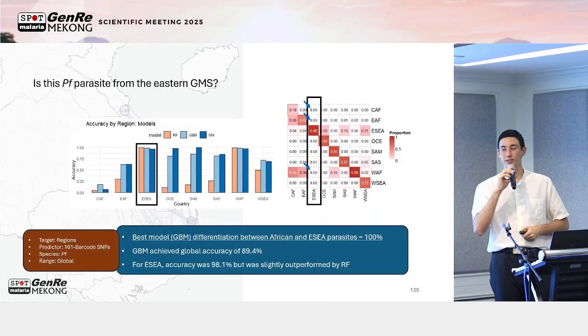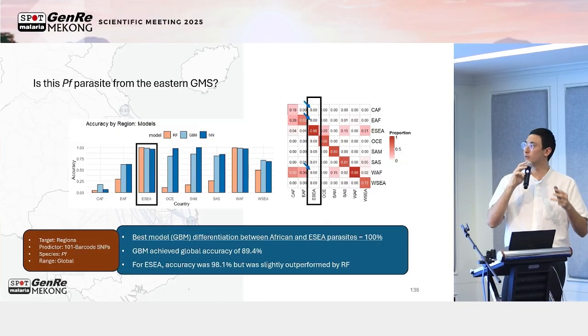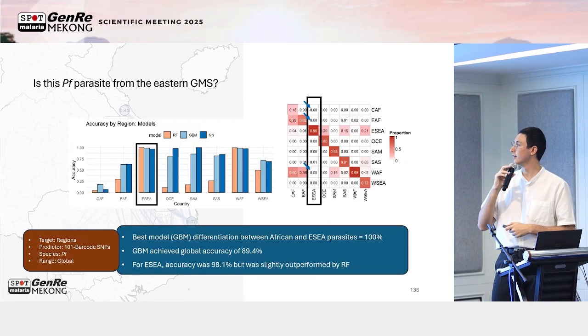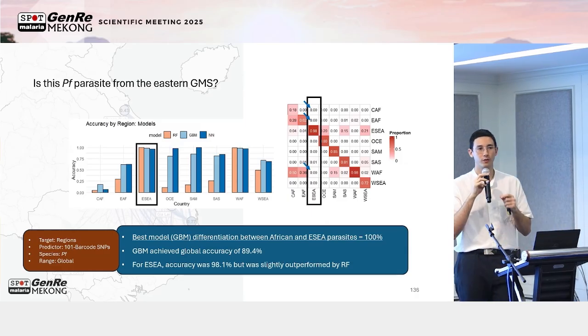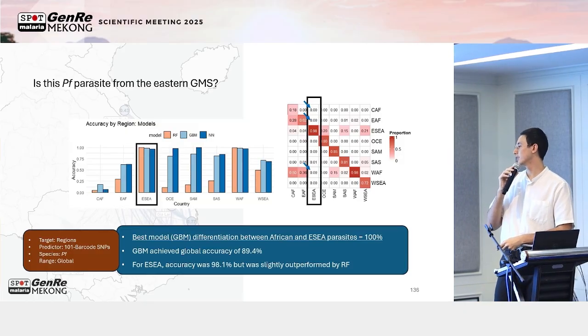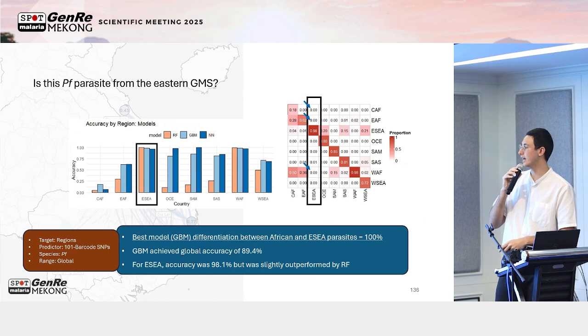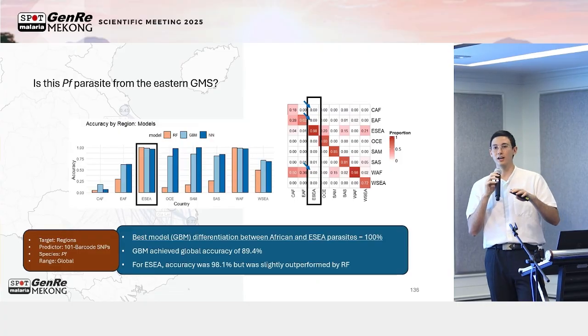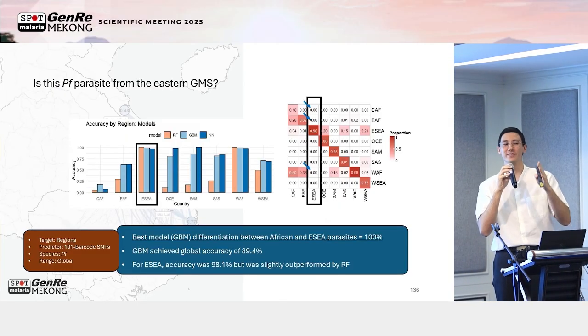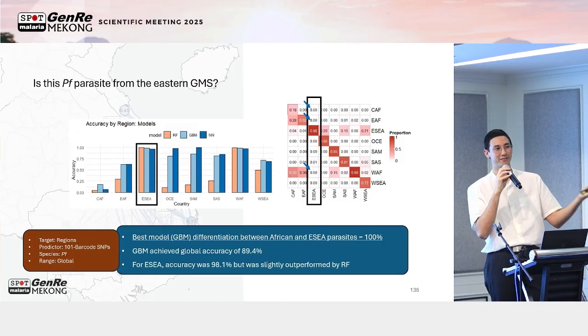And for the last research question, assigning regions to PF samples, the best performing model achieved a 100% success rate in differentiating between African and East Southeast Asian parasites. And this is great. This tells us that if a travel history is not taken, or if somebody went to Africa and lied to the doctors that they did, we could tell them that, okay, this parasite is from Africa.